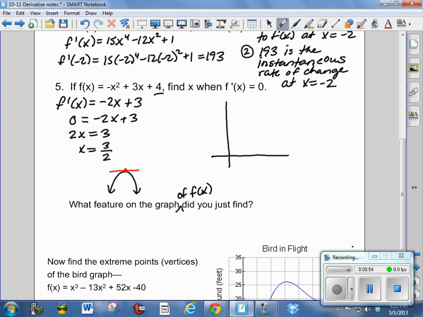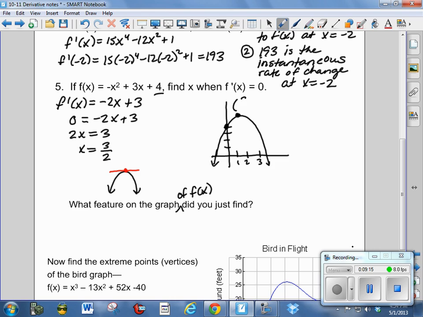And I know that its vertex has an x-coordinate of 3 halves. So if this is 1, 2, and 3, 3 halves would be about right here. So somewhere up here is the vertex. I don't know exactly quite how high it is, but I'm just going to sketch it, going upside down like this. So this is the point 3 halves, something.